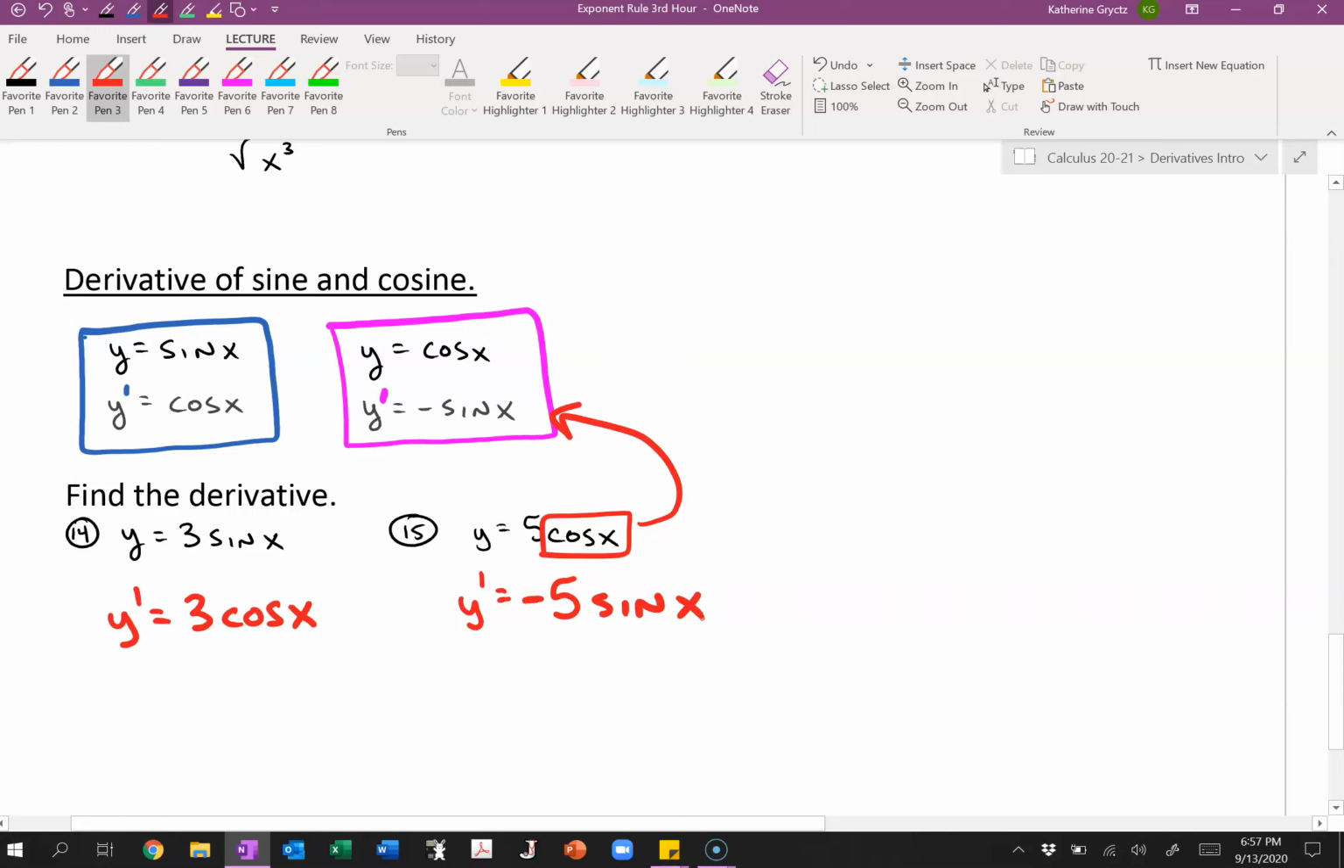Okay, and that's it. So you have homework 3.2, which will be due Wednesday. Make sure you go back and put them in the original form. That's the biggest thing that students miss.